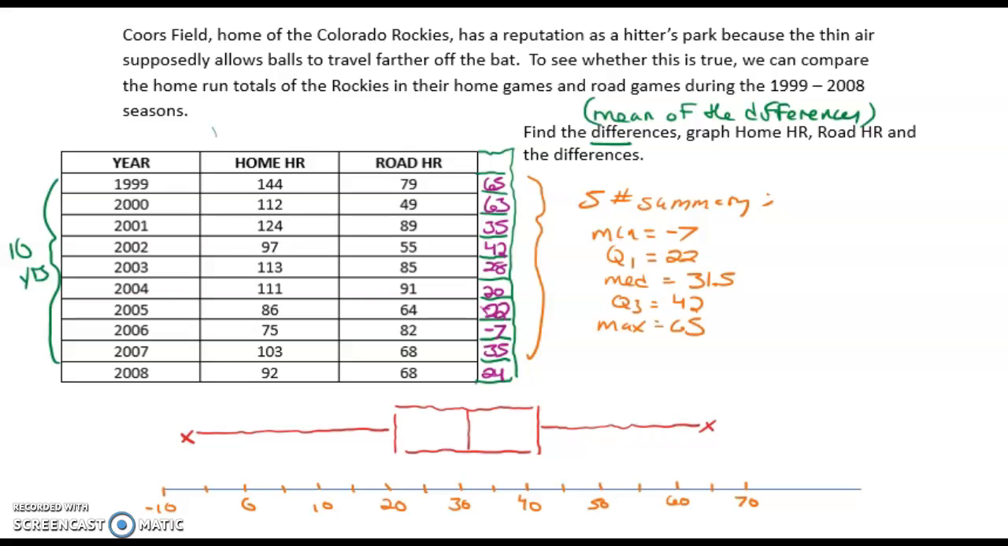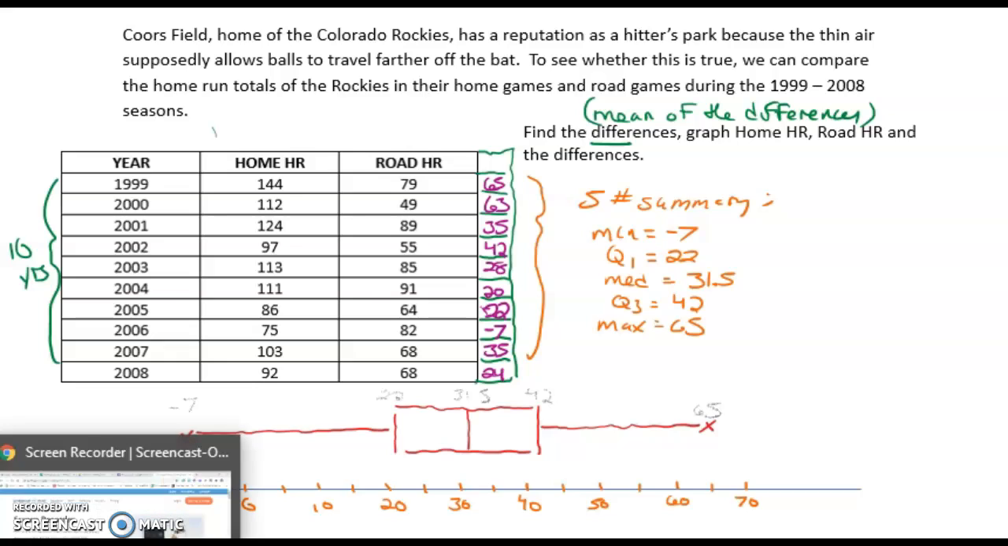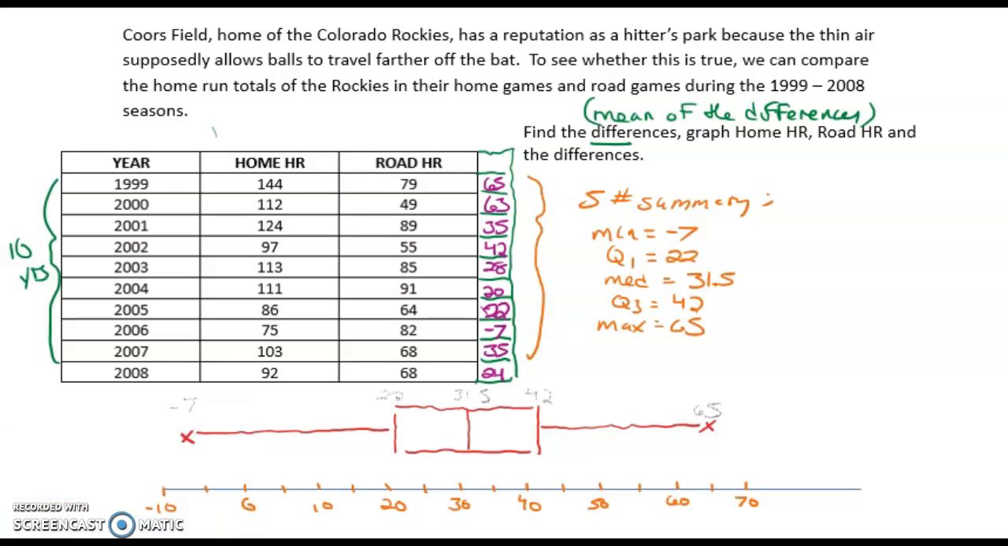And tell you what, let's go really crazy here. And I'm gonna go ahead and label. So this would be -7. This is going to be 22. This is 31.5. This is 42. And this is 65. Okay, well, there you go. So that's graphing it. And we're just over 10.5 minutes, so let's see what we can do by getting finished.